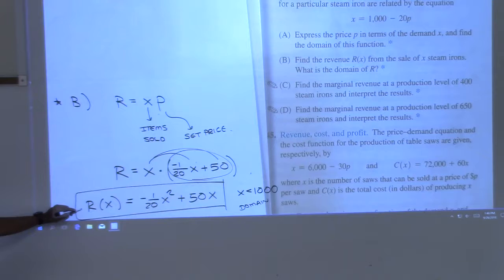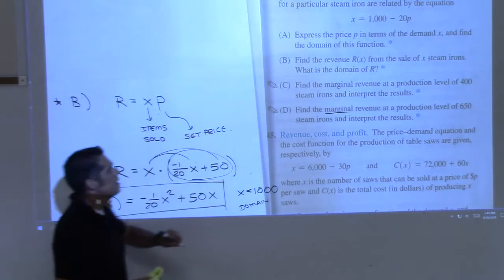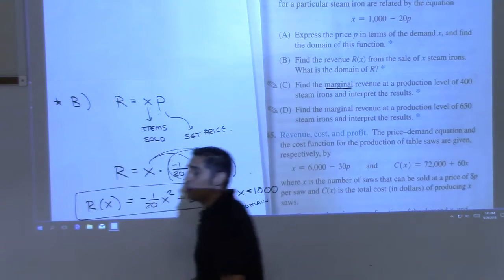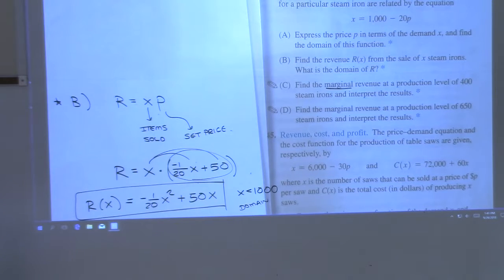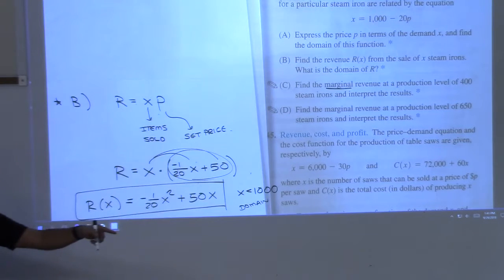What is this right here? That is our what function? Our revenue function. Part C is asking for you to find the what revenue? What does the word marginal mean to you now? Derivative. Right? You'll never look at that word again unless you think derivative. Isn't this saying take the derivative of the revenue function? Yes? So you do not want to plug 400 into here.